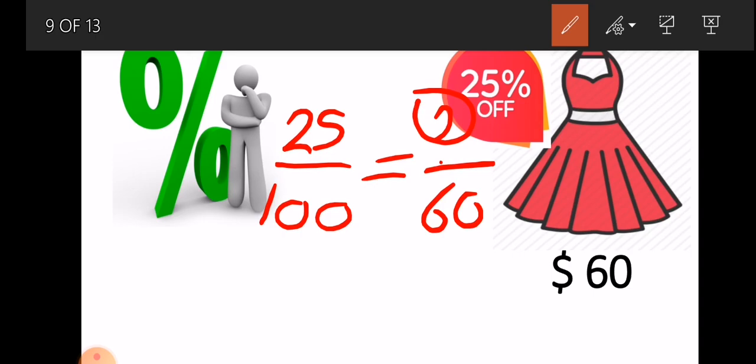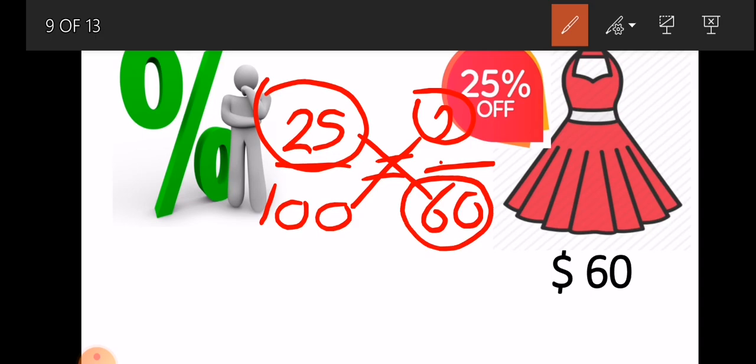Okay, to get this part of my total, how can I make it? We took before cross multiplication. So the two diagonal numbers, 25 multiply by 60, then divide by 100. Okay, so it will be 25 multiply 60, then divide by 100. Before I do this one, can I make it more simple to be more easy? Yes, we can.